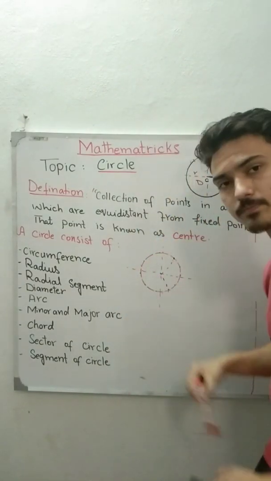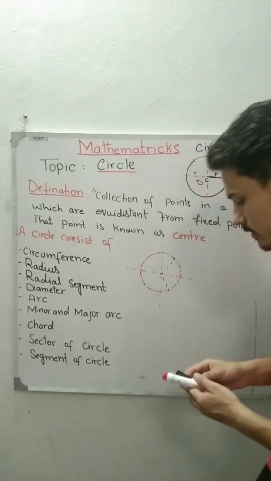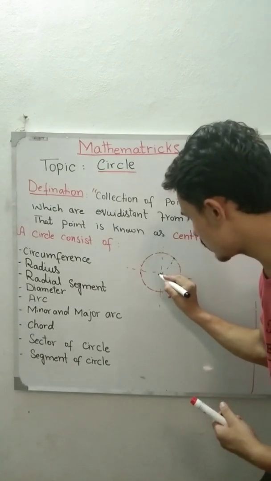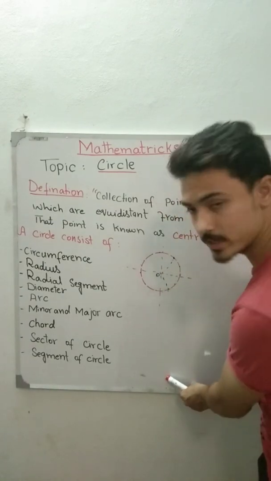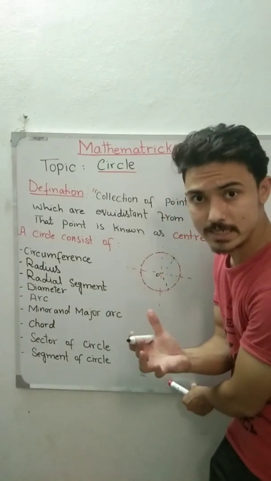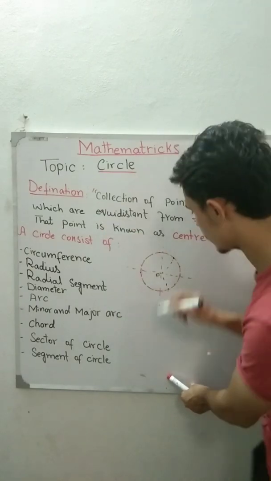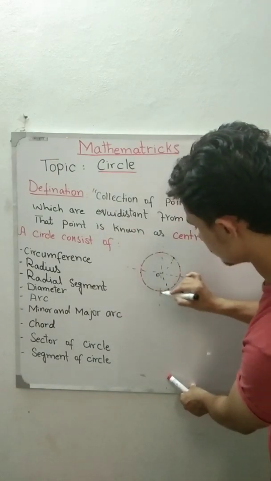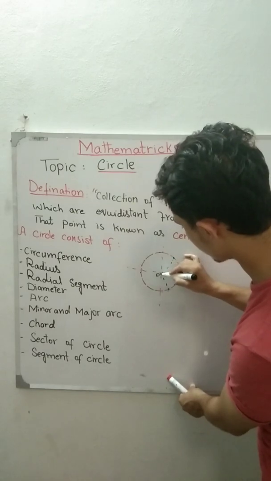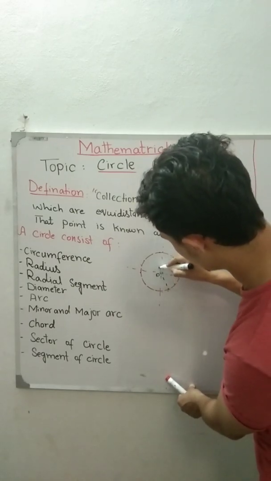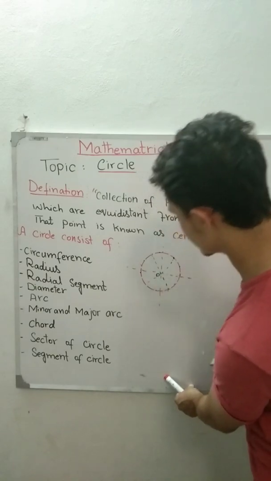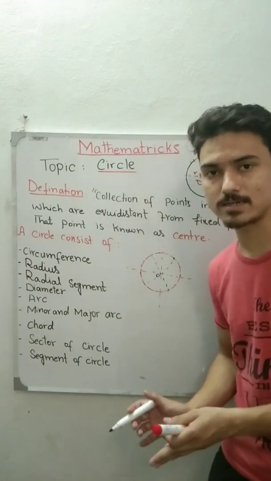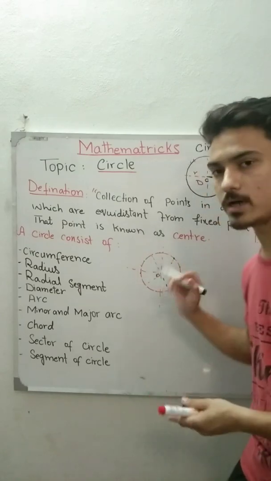I'll just draw it here. Suppose I have a fixed point in a plane. I would like to call it the origin or center. That's my fixed point. And I have a collection of points around it which are equidistant from this point. You just observe, these are all equidistant from that origin or center. So this formation gives you a circle.